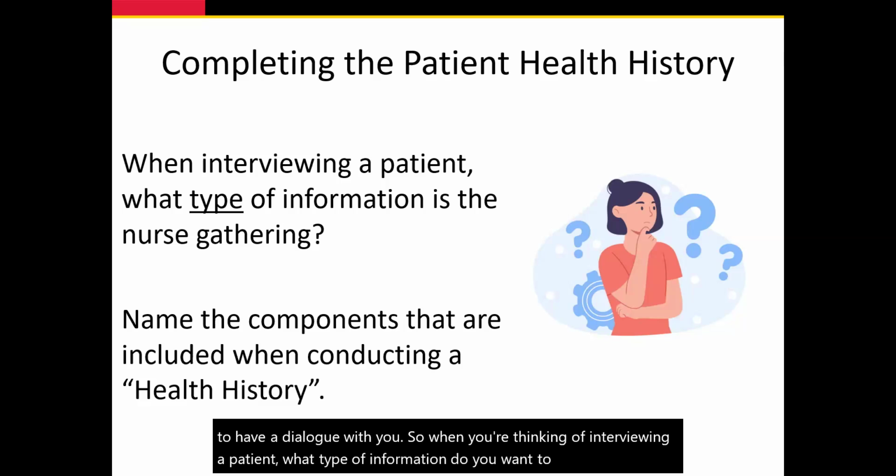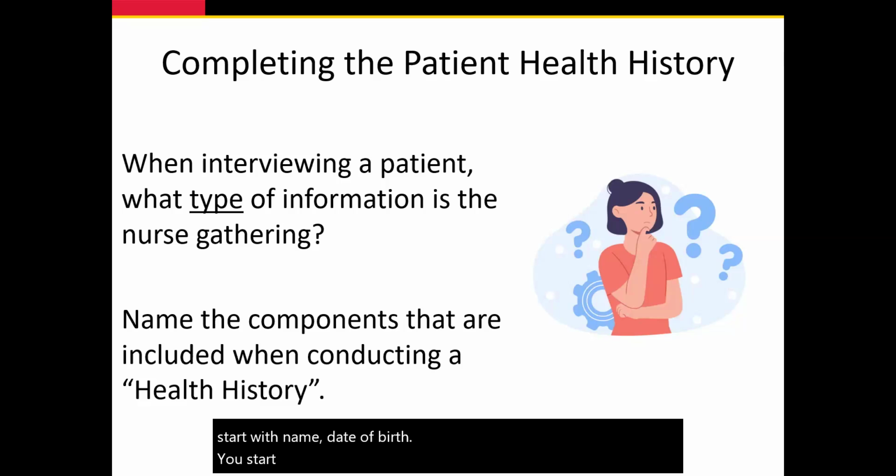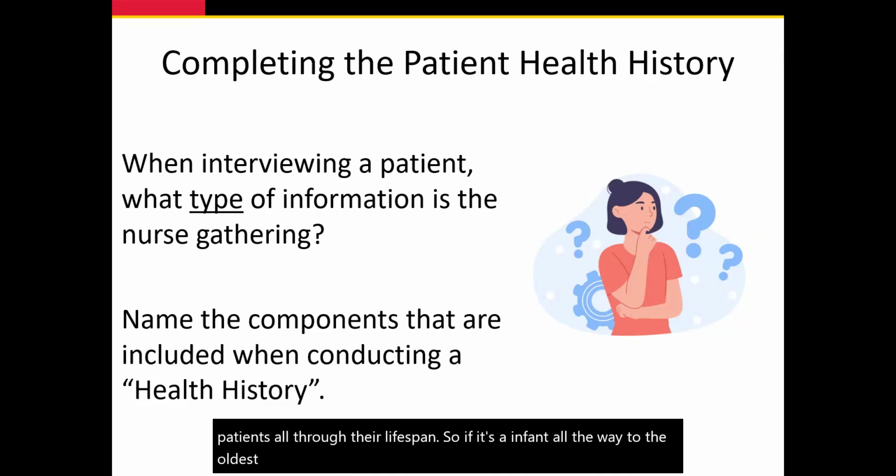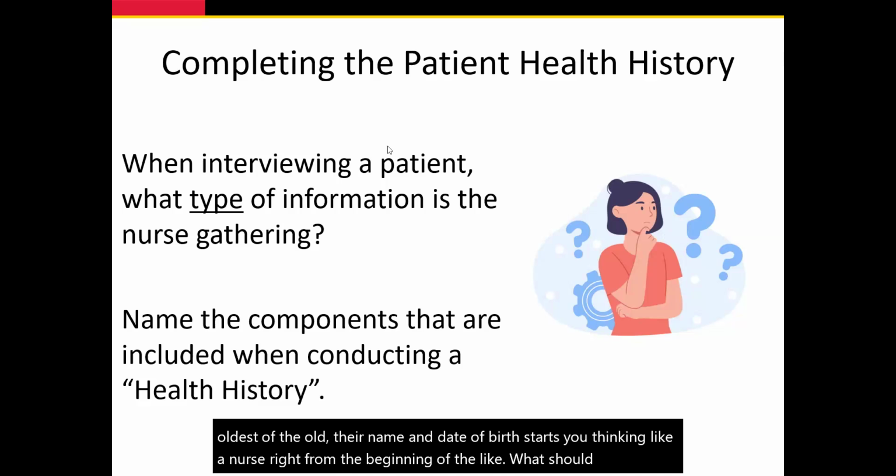I think you'd start with biographical information, so like name, age, date of birth, that type of stuff. Excellent, good. Because when you're thinking like a nurse and you start with name and date of birth, you're already assessing that patient. The date of birth lets you know what vaccines they may be due for because of their age. What is their age? What are some of the things I need to be aware of? As you go through the curriculum here, we think about our patients all through their lifespan. So if it's an infant all the way to the oldest of the old, their name and date of birth starts you thinking like a nurse right from the beginning of what I should expect in this visit. So what's another thing that you need to do?